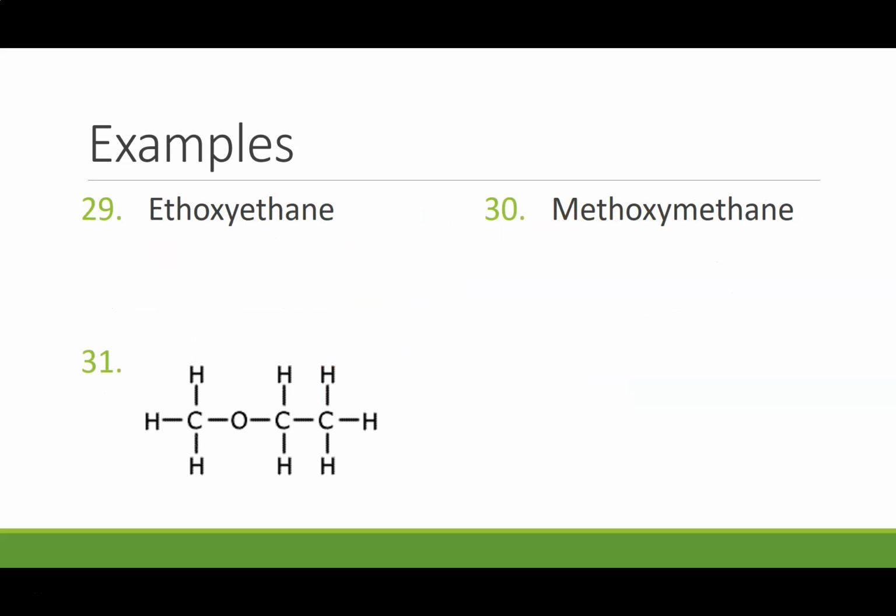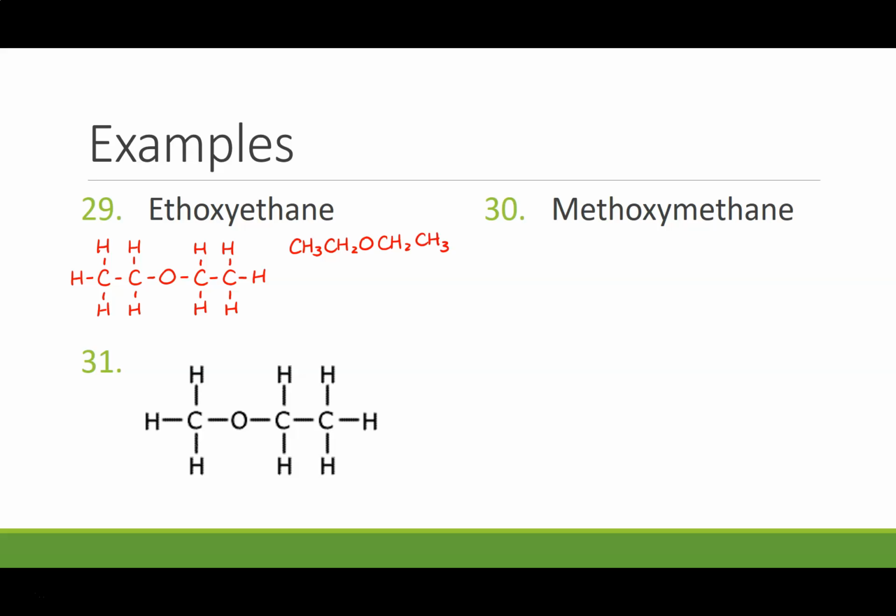Now let's look at number 29 through 31 in the guided practice packet. Number 29, we have ethoxyethane. Eth means two carbons, so we know that both hydrocarbon chains have two carbons. And then all we need to do is fill in the hydrogens on the carbons. The condensed formula would be CH3CH2OCH2CH3.